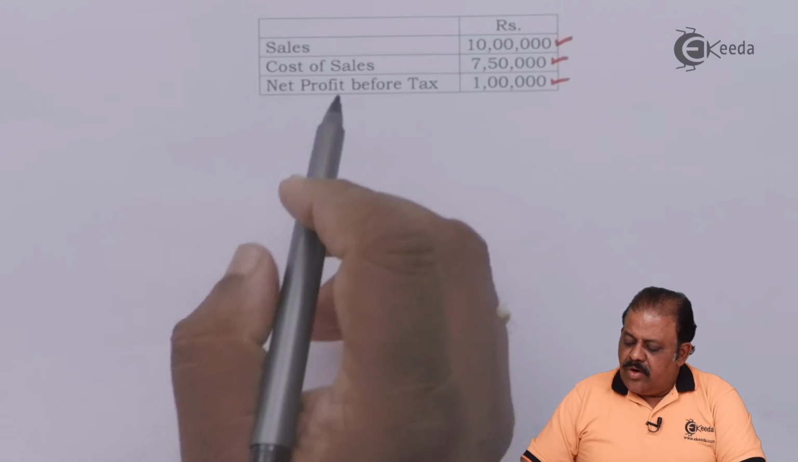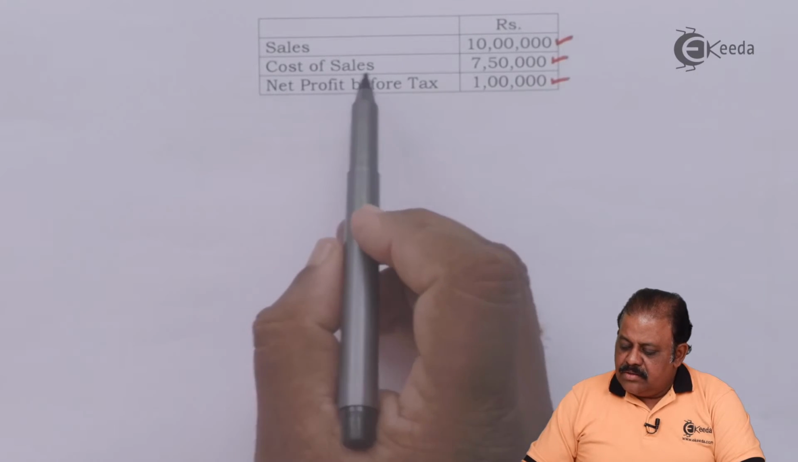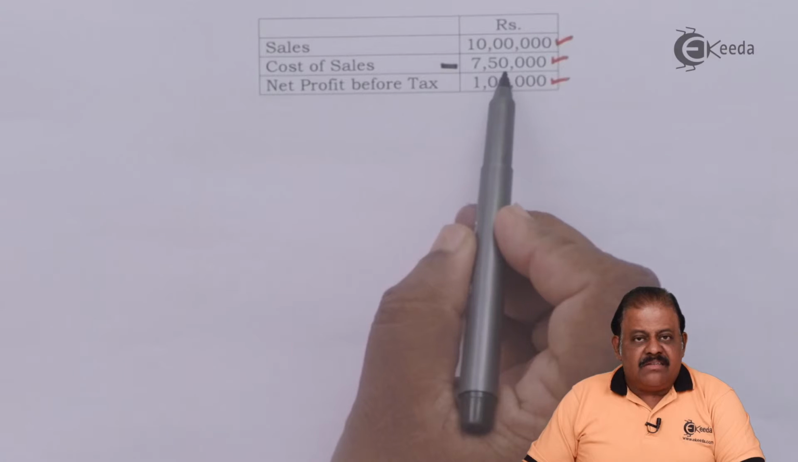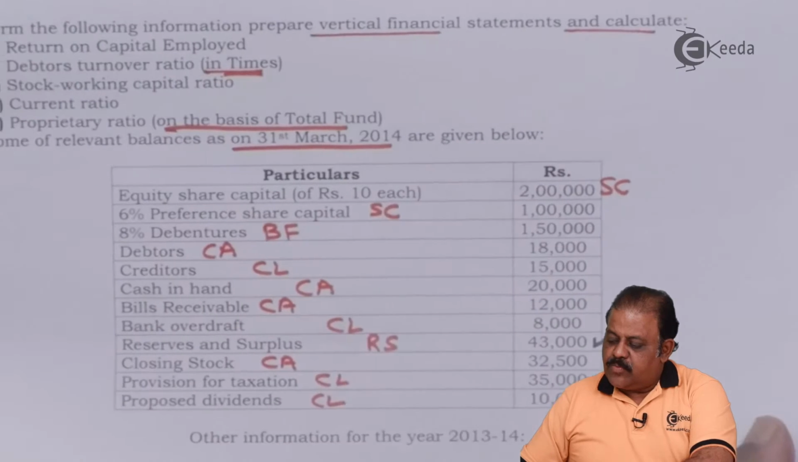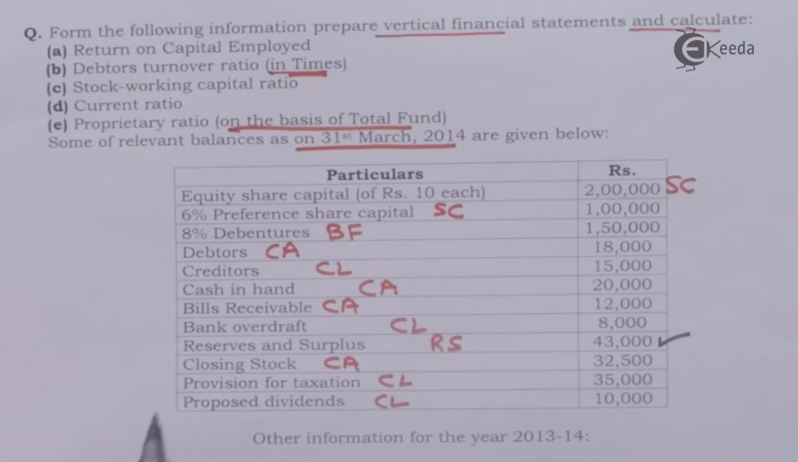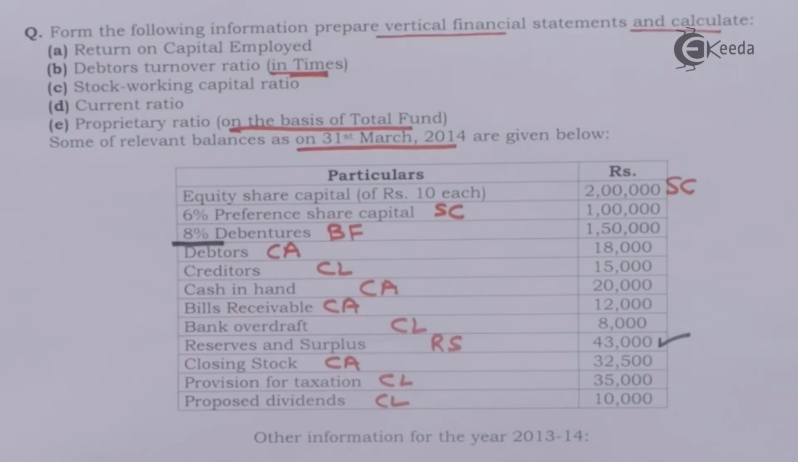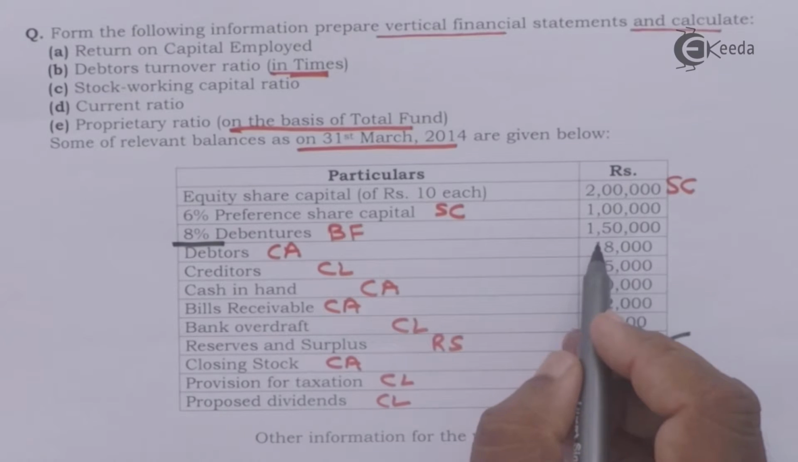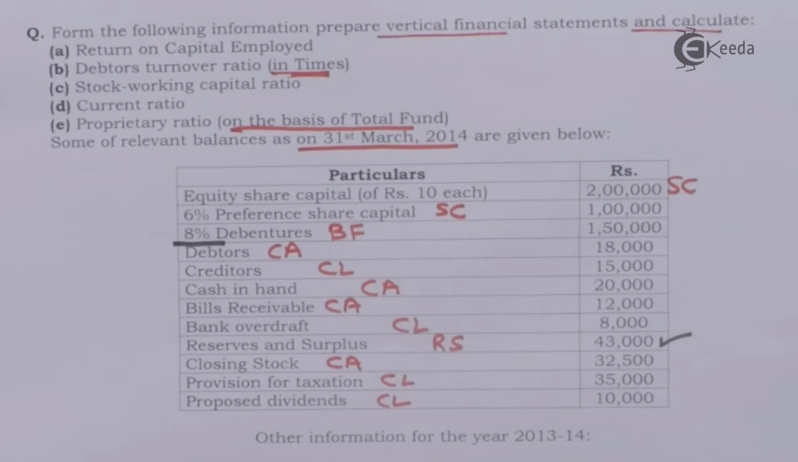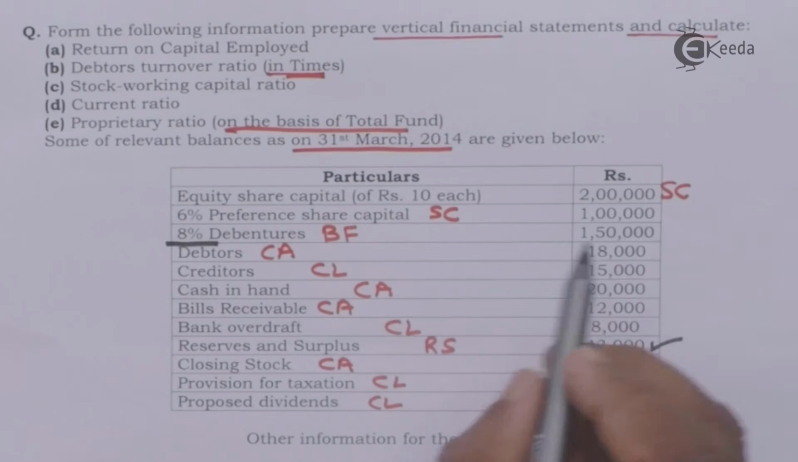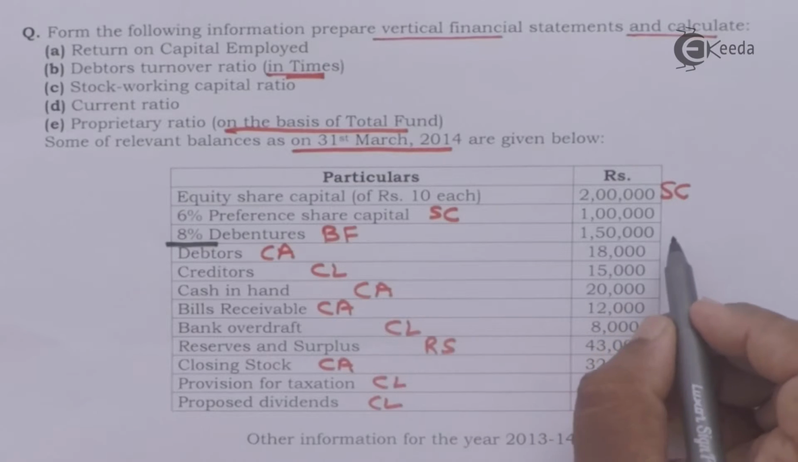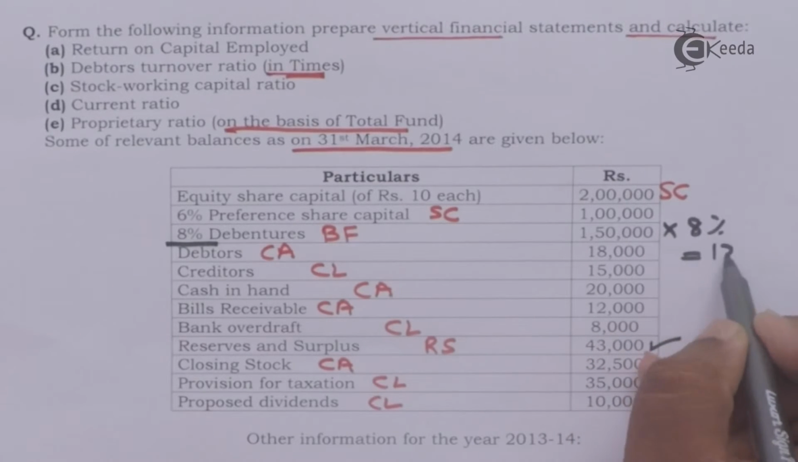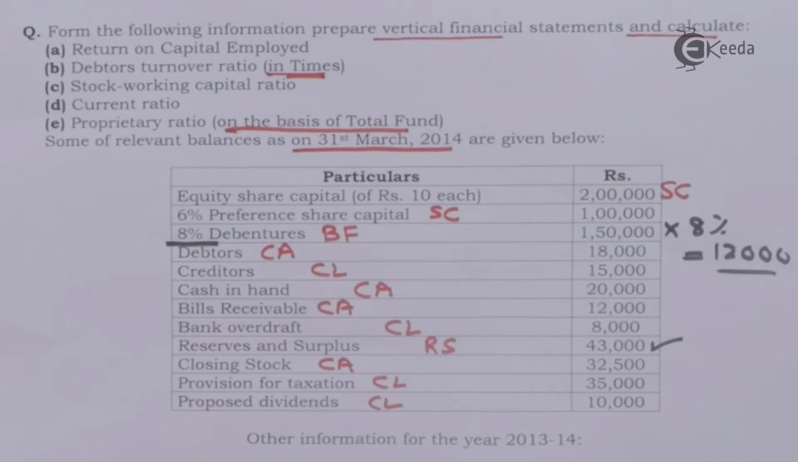In this question, we got information of sales 10 lakhs, cost of sales 7,50,000. We get net profit before tax 1 lakh. As per information given in the question, debentures are 8% debentures. Amount is 1,50,000. So we can calculate interest on debenture. 1,50,000 is a debenture, 8% debenture, so 8% of 1,50,000 comes to rupees 12,000.